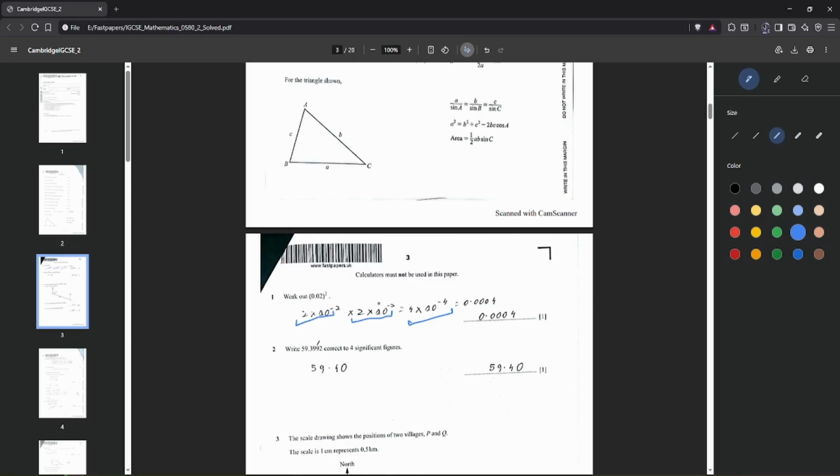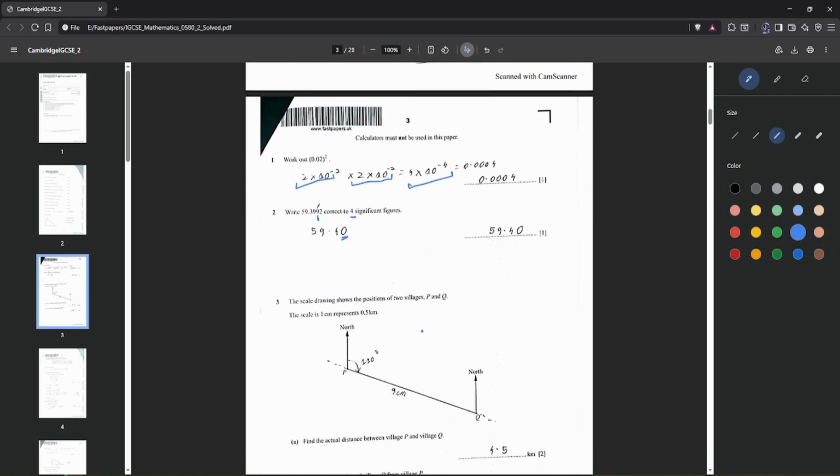Write this number correct to four significant figures, right? So we have 559.3992. So you have to notice this digit, right? This is 9, so we should round up and this becomes 59.40. We have to keep the 0 since we are needing four significant figures.